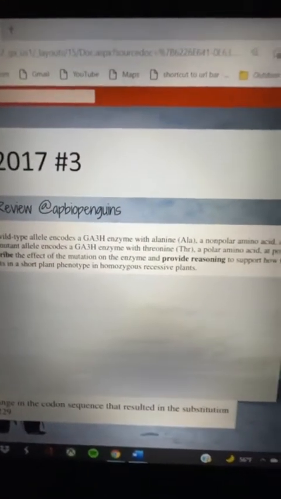So the question we have here is something you've seen before. This is not a new question. We have this gene, and this gene allows for a plant to grow tall. They're saying that it encodes a certain enzyme, GA3H, for alanine at the position of 229, and the mutant allele is going to have threonine instead.